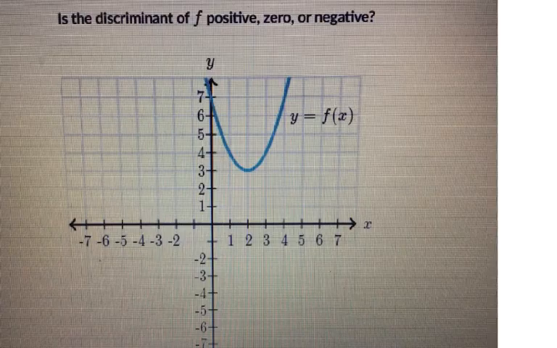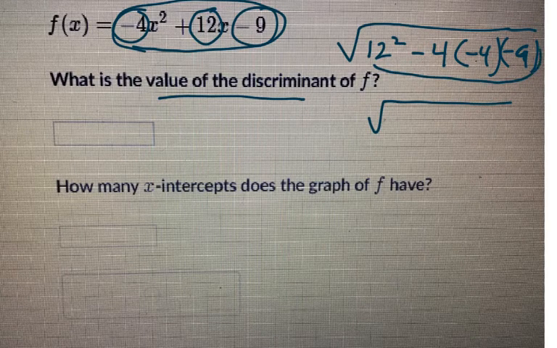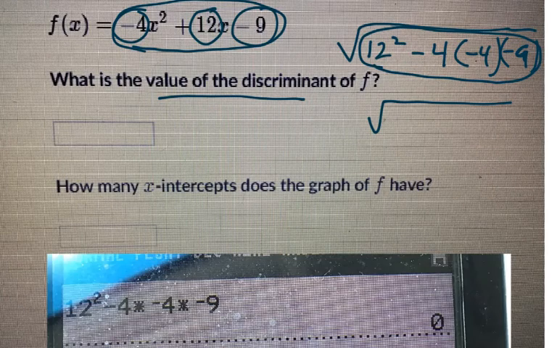But anyways, so guys, that means we have the square root, and I'm just going to go ahead and do this on my calculator. If you look at the bottom of my screen, you can see I got my calculator work there. I did 12 squared minus 4 times -4 times -9. In other words, I did b squared minus 4ac, right? I got a 0. Guys, do you agree the square root of 0 is 0?